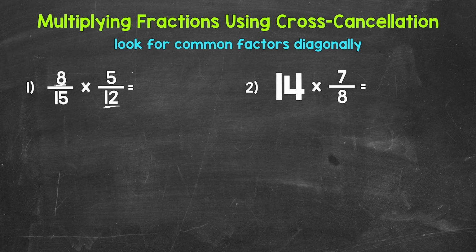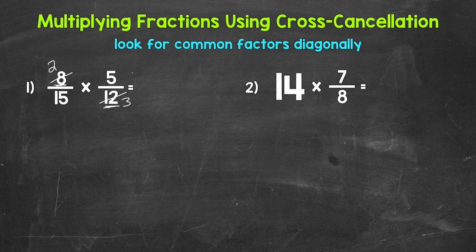Yes, and the greatest common factor is 4. So let's divide both 8 and 12 by 4. Let's start with 8. 8 divided by 4 is 2. So we cross out 8, and now we have 2. Now we do 12 divided by 4. 12 divided by 4 is 3. So we cross out 12, and now we have 3.